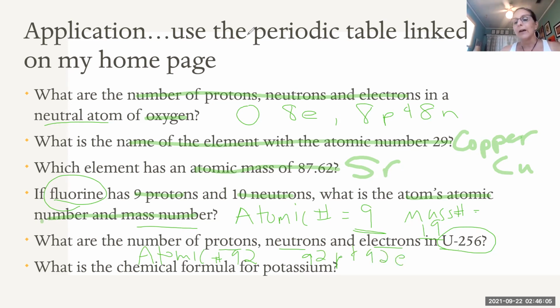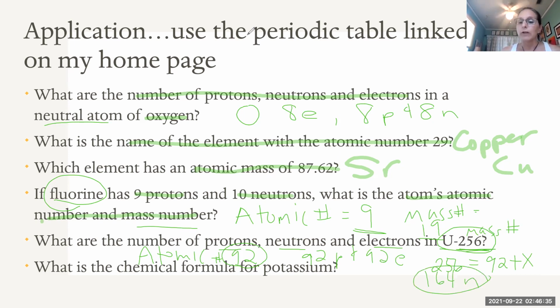So easy. Now, this number right here is the mass number. We know the mass number is equal to the number of protons plus the number of neutrons. We know the number of protons from the atomic number, so it's 92 plus x. Then you do 256 minus 92, and boom, you get 164 neutrons. So for uranium-256, it has 164 neutrons, 92 protons, and 92 electrons. You need your periodic table to figure these out.